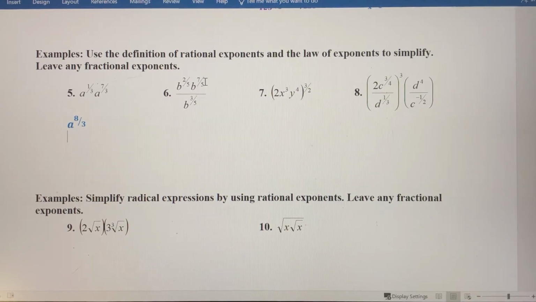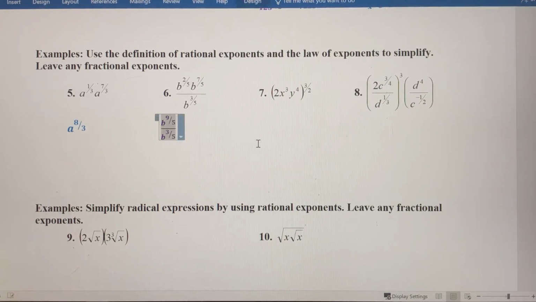Number 6, all the bases are the same, b. In the numerator, I can add those exponents. That's going to be b to the 9/5. The denominator is going to stay the same. Now, if you remember, I can subtract these exponents, same base. So 9/5 minus 3/5 is 6/5. So the answer there is b to the 6/5.